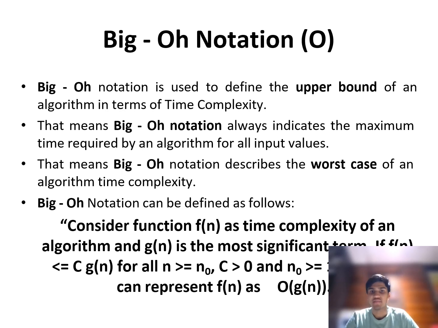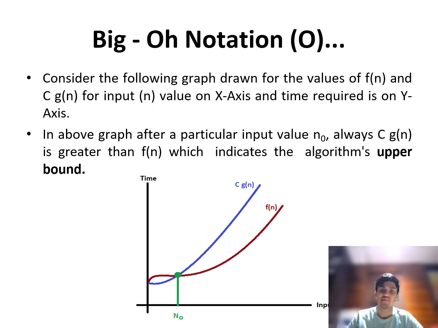Big O notation is used to define the upper bound of an algorithm in terms of time complexity. That means big O notation always indicates the maximum time required by an algorithm for all input values. It describes the worst case of algorithm time complexity. And we should see the next notation.